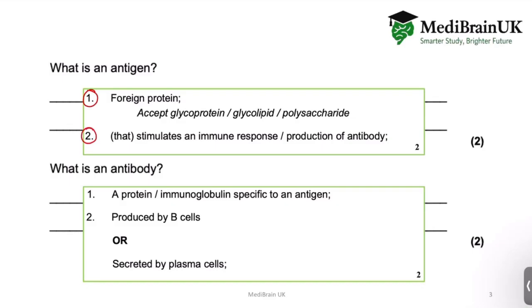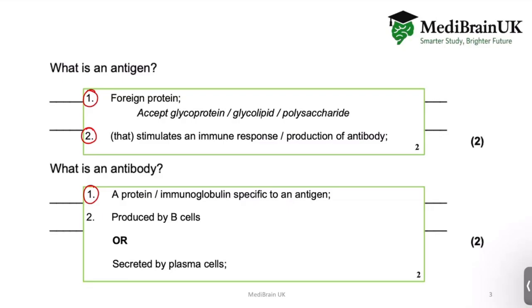Now, what is an antibody? That's what we're looking at in today's lesson. An antibody is also a protein, just like an antigen. An antigen is a foreign protein, but an antibody is a protein. That's how antibodies are made. They are made from proteins. So that's the first mark by saying that it's a protein, or you could also say that it's an immunoglobulin, a globulin specific to an antigen.